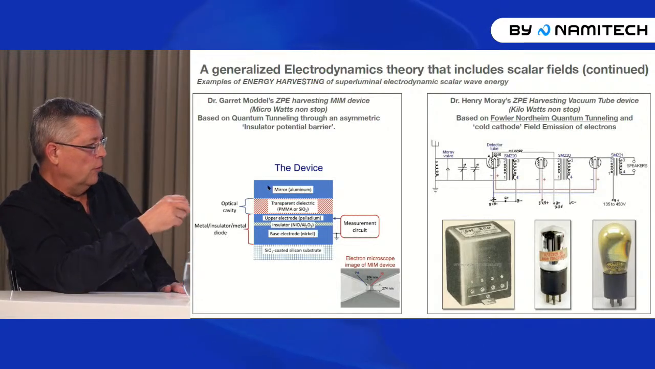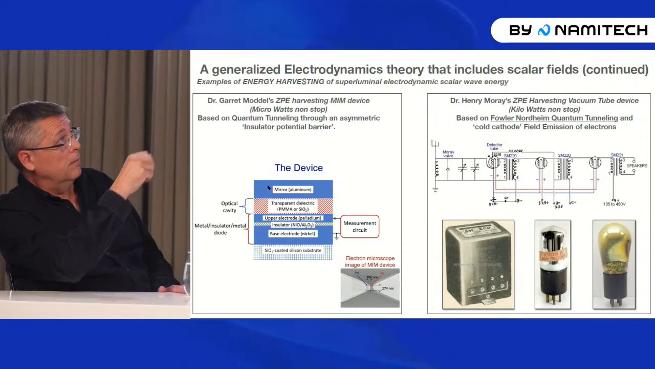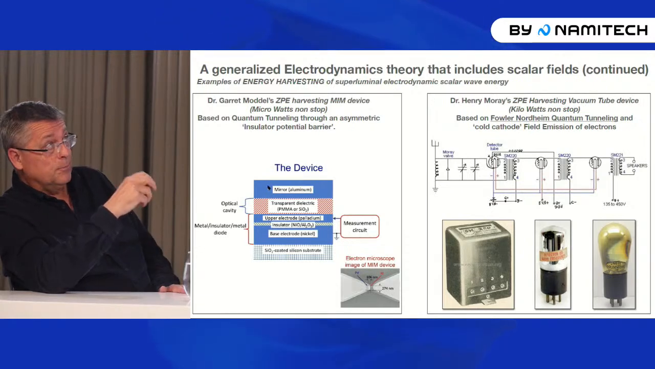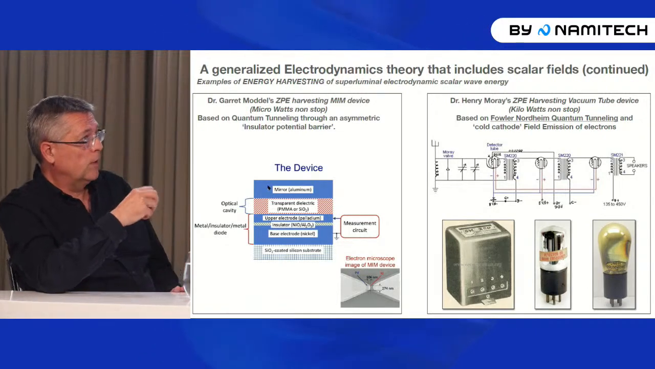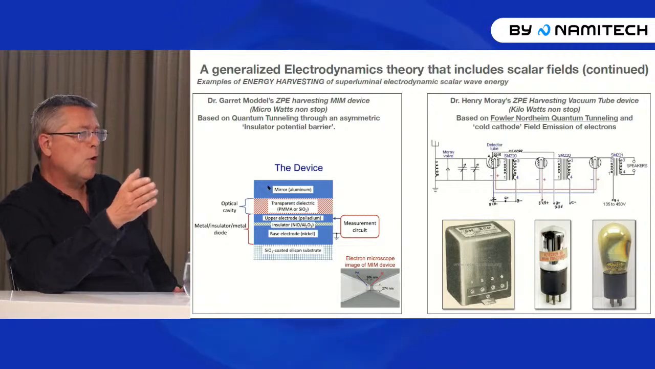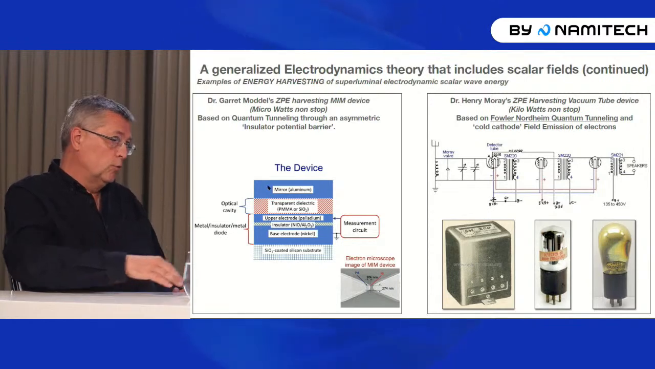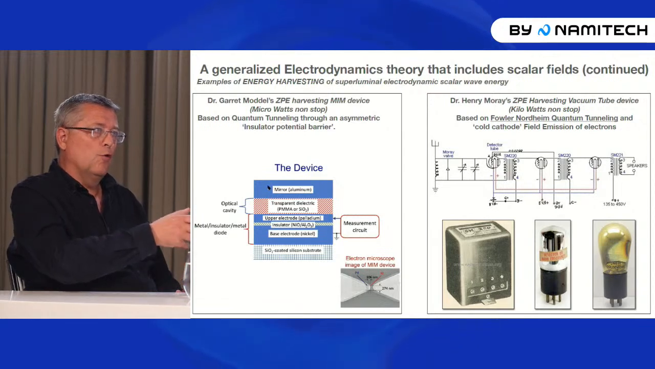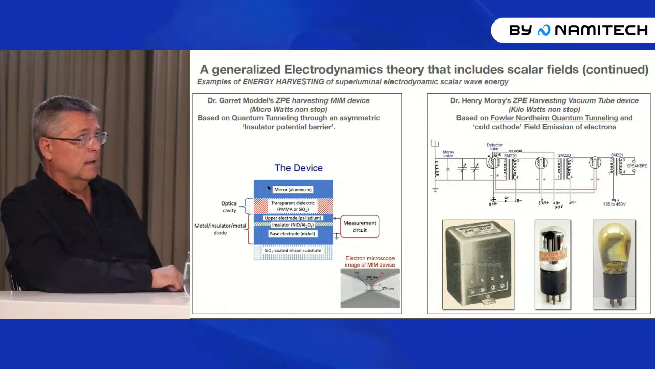So a much more practical device would be Henry Moray's zero-point energy harvesting device based on vacuum tubes, which was already displayed in 1926. That's almost a century ago. And this device had a very good review by physicists and patent office clerks and so on. They inspected this device and they could not find any fraud or foul play.